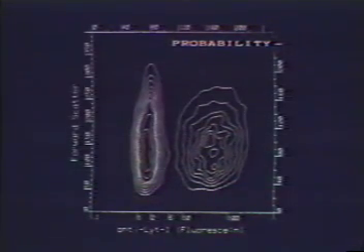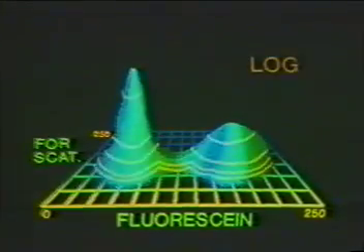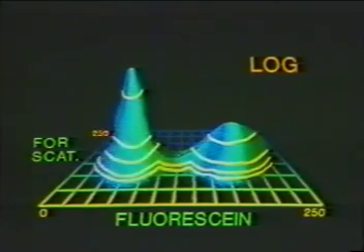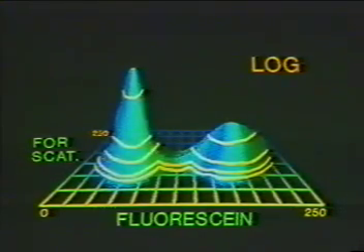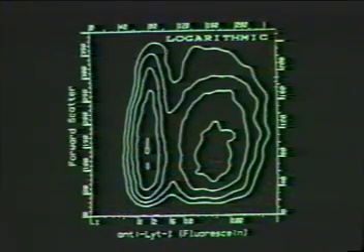FACSDesk provides two additional methods for creating contour maps. The logarithmic method places the first contour at a specific height on the mountain range. It then places the remaining contours at logarithmic intervals. For example, a 50% logarithmic contour map would place the first contour at half the height of the mountainscape. The second contour is placed at half the height of the first contour. The next contour is placed at half the height of the second contour, and so on.